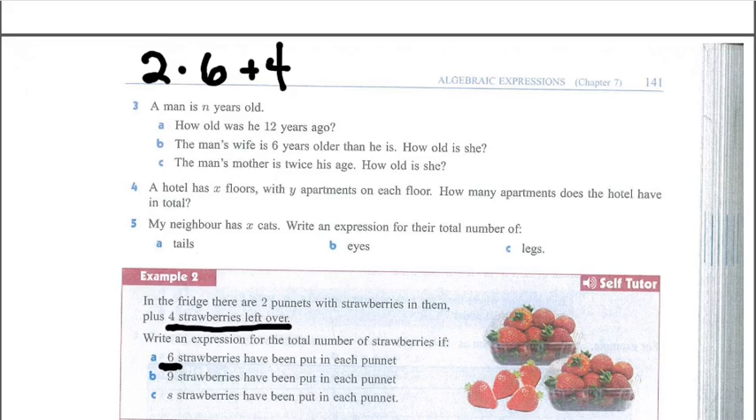So can I then solve this? You bet. Now, they're not going to ask you to, but I could. 2 times 6 is what? 12. 12 plus 4 is? 16, right? Okay. So there are 16 strawberries if that's the case.